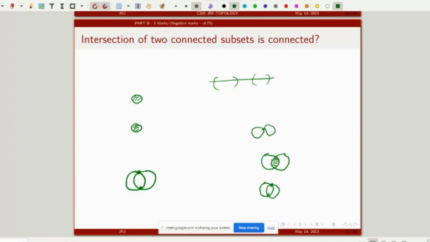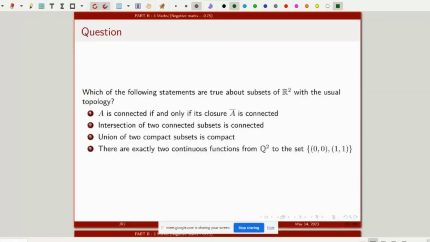Or you can think of something like this. That intersection will be this region, which will be disconnected. Likewise, you can produce many examples. The intersection of two connected sets need not be connected, so this you can eliminate. Union of two compact sets, is it compact? Yes, that will be compact. Now only this option we have to check.